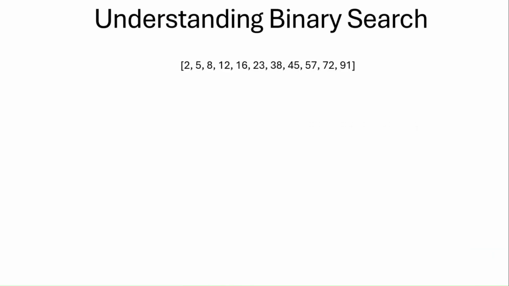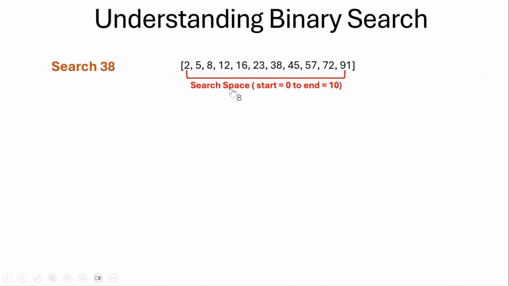Let's understand the binary search concept. Imagine that we have been given input numbers like this, and these numbers are present in sorted ascending order. Now we have a task to search for the number 38 in these numbers. Initially, the search space is from 0 to the end, which is the 10th index, to find the number 38 in a normal scenario.